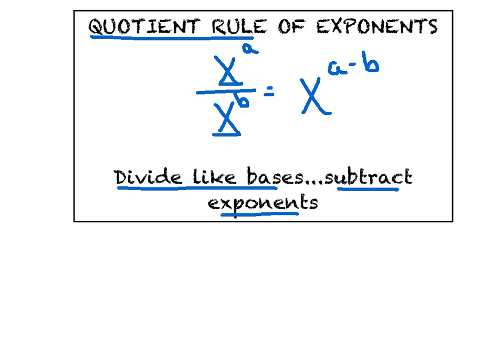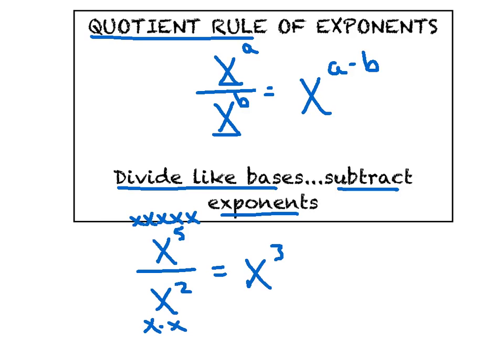Another good example here, if we said x to the fifth divided by x squared, we would simply subtract those exponents and get a quotient of x to the third. Again, x times x times x times x times x divided by x times x. We could kill two of the x's on top with two on the bottom, and all we're left with is x to the third.